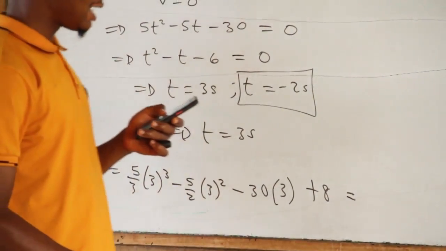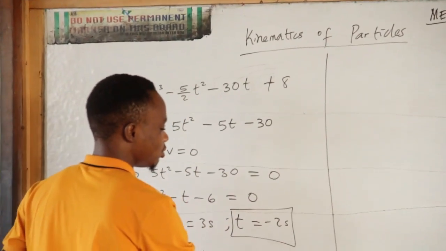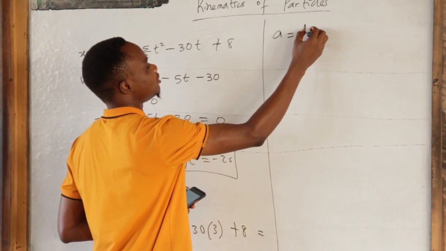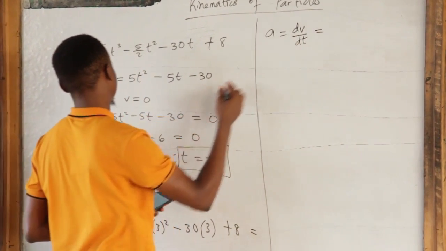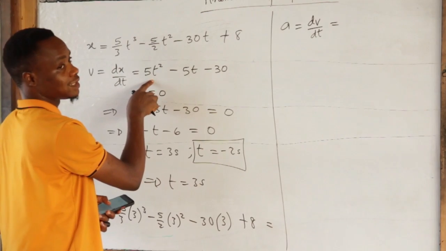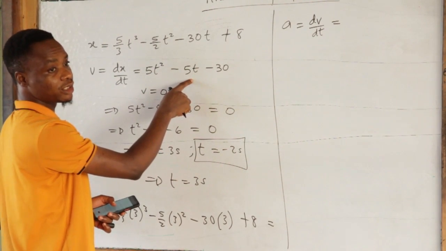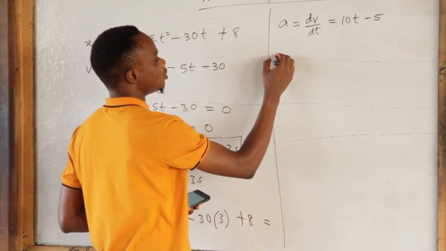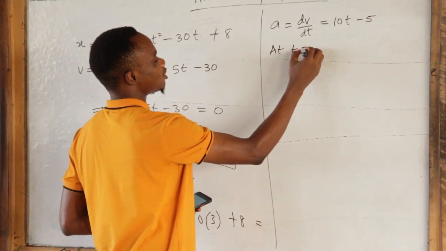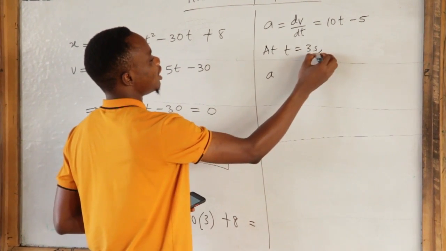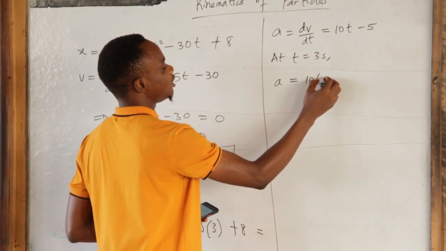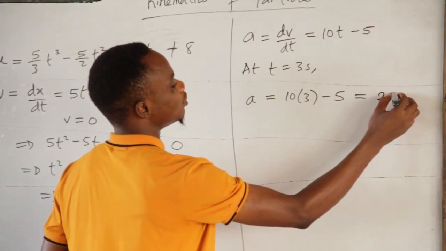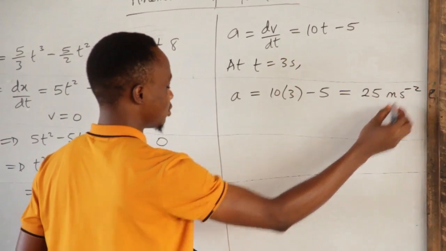And then you can get the acceleration. To get the acceleration, differentiate the velocity. So acceleration equals dv/dt. So that is going to give you what? Derivative of velocity. That is 10t minus 5. Does that make sense? Derivative of velocity is 10t minus 5. So at time t equal to 3 seconds, acceleration is going to be equal to 10 into 3 minus 5. That's going to be 30 minus 5, which is 25 meters per second squared.